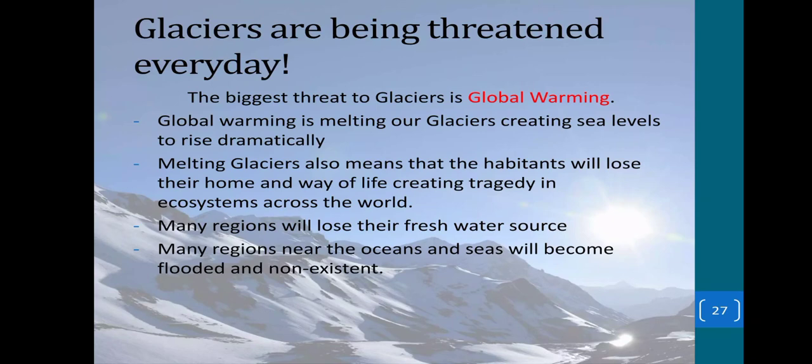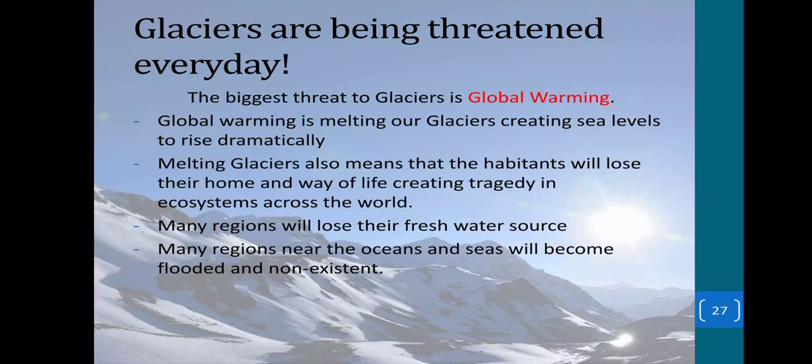So what will happen if there is an abrupt rising of water due to the melting of glaciers? Melting glaciers also means that the habitants will lose their home and way of life, creating tragedy in ecosystems across the world. So I think this is really informative, and because of this topic, I know how to mitigate, to reduce, or to avoid becoming one of the contributing factors for the increase of greenhouse gases.